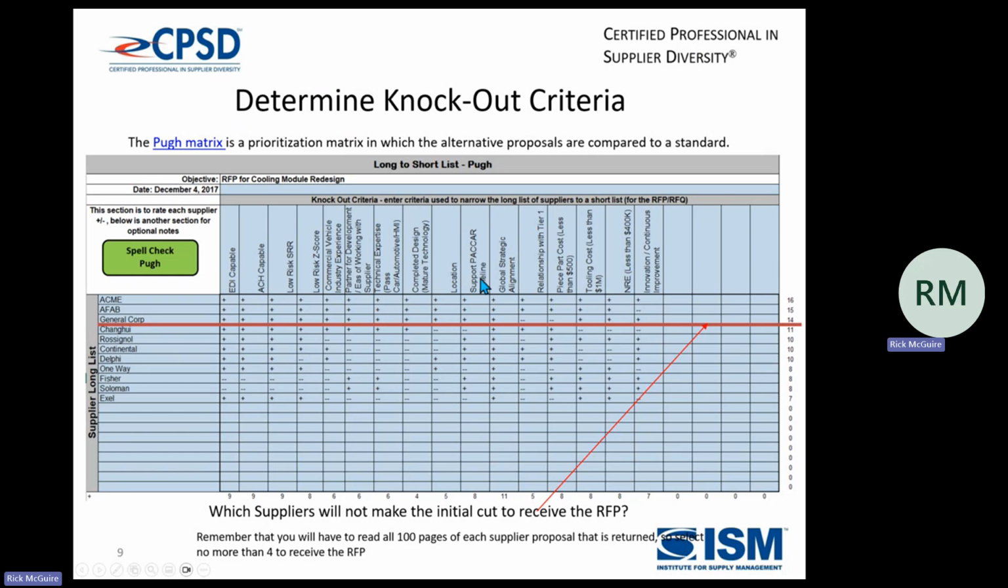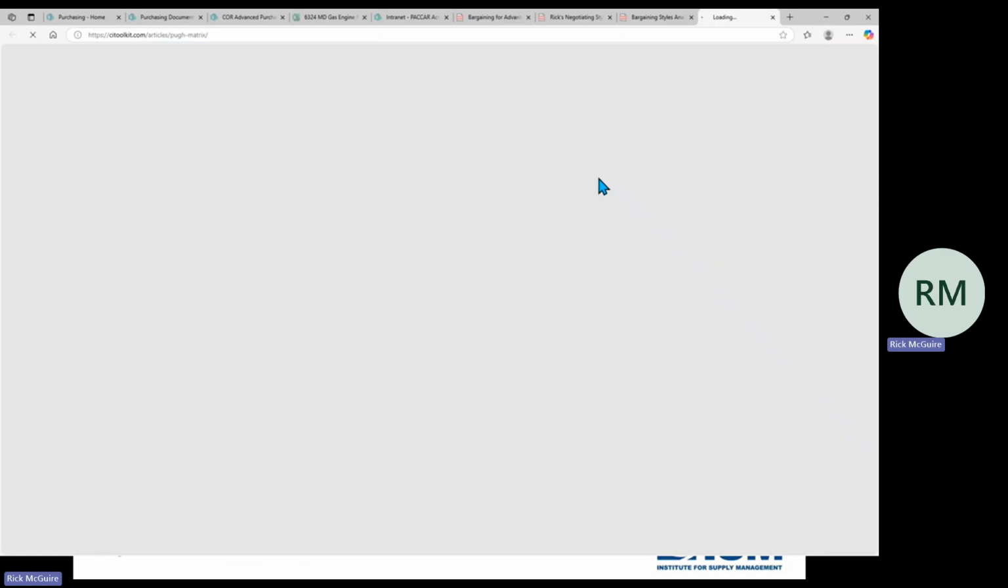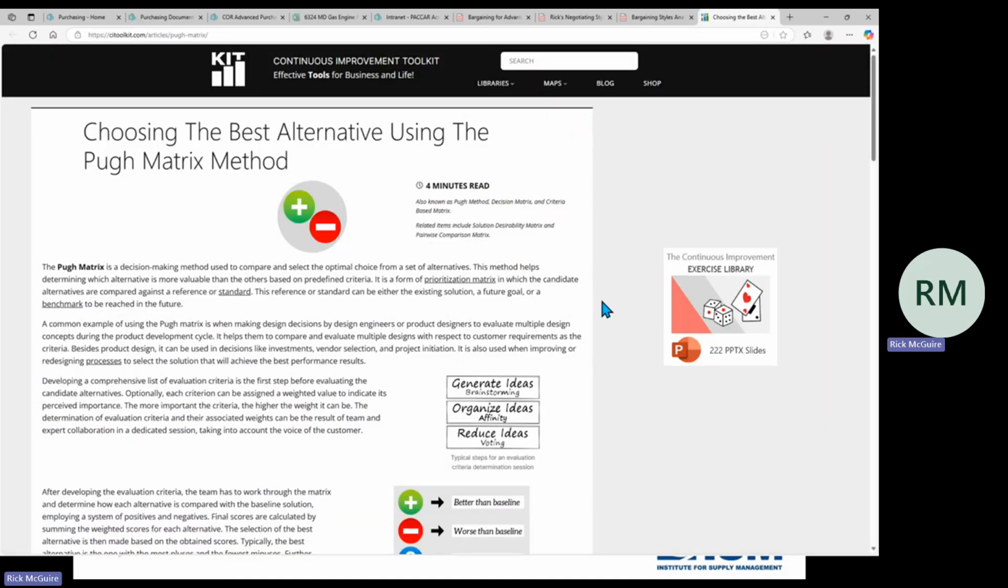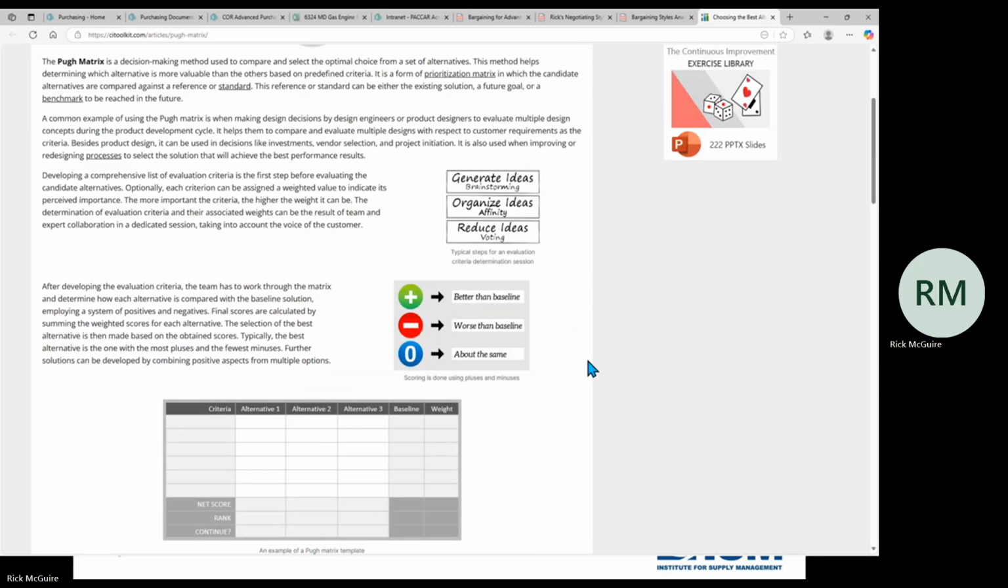Here's something called the Pugh matrix, which you put your criteria across the top, suppliers along here, and then you either plus, minus, or zero, or just plus or minus. These are good for a knockout. And if you want to know more about Pugh, you can go here. And it will tell you all about the Pugh matrix.